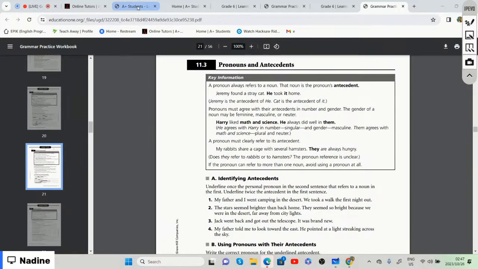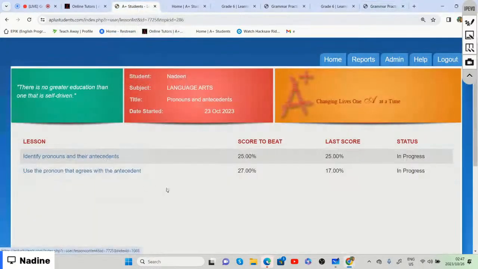So, grade 6, that is now the end of our lesson on pronouns and antecedents. Once again, the pronoun takes the place of a noun or a noun phrase, and that noun or noun phrase that is represented by the pronoun, we call the antecedent. And always remember that your pronoun needs to agree with, refer to, or represent your antecedent.